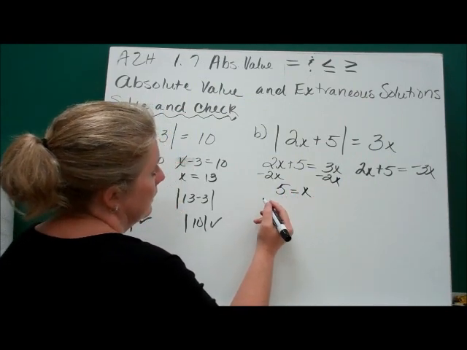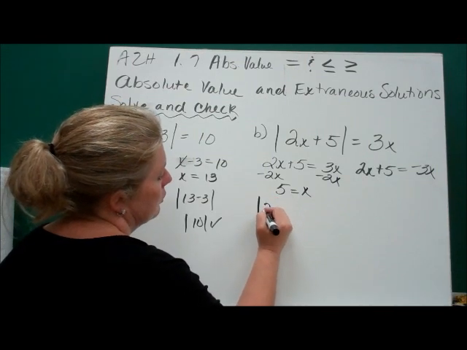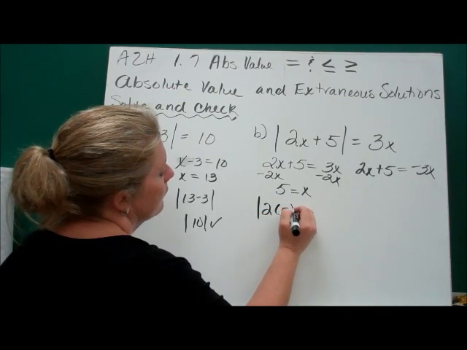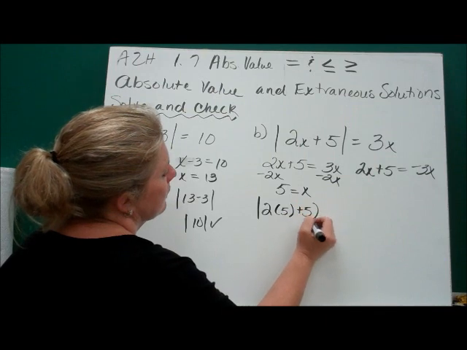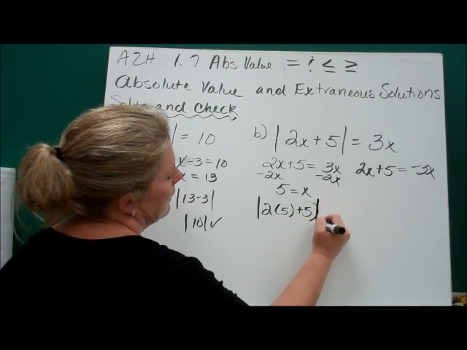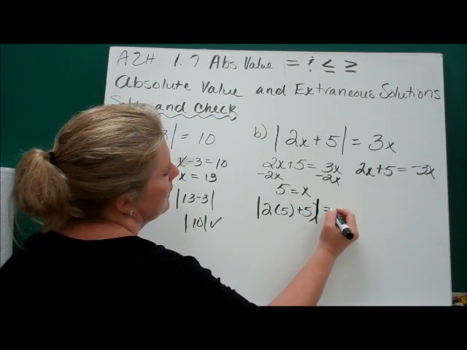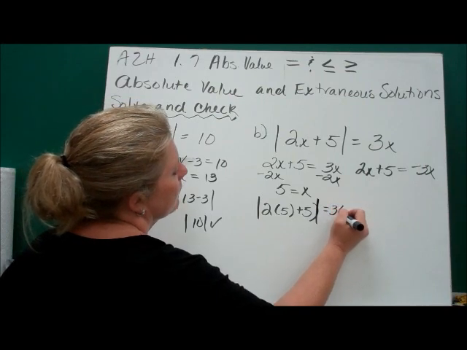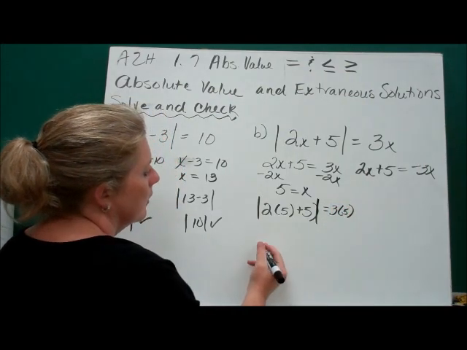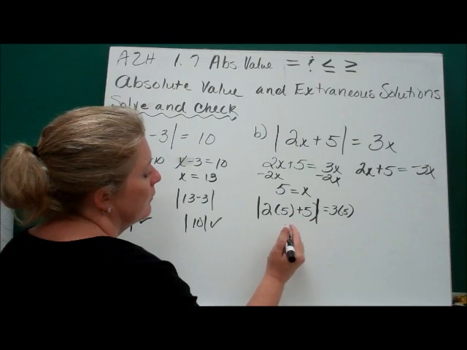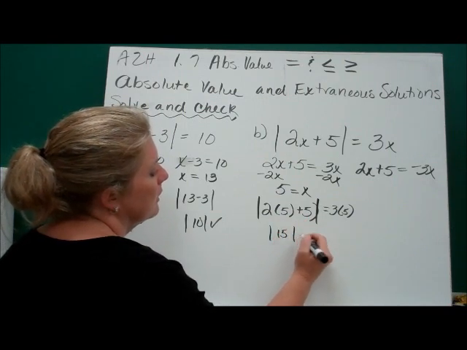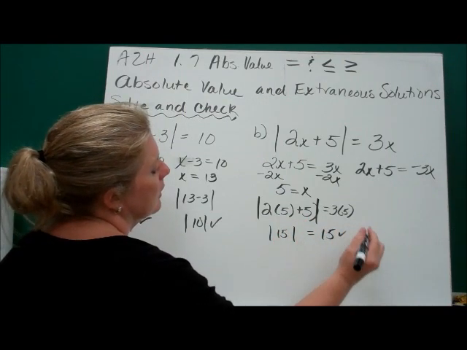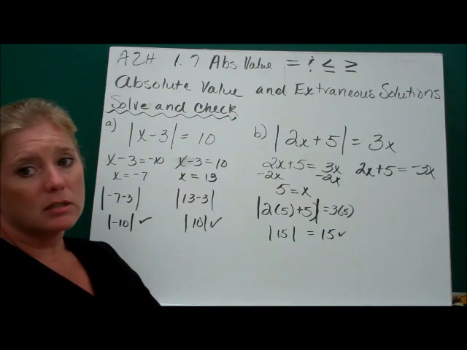Check that one. We're going to get 2 times 5 plus 5. The absolute value of that, does it equal 3 times 5? Okay, well this is 10 plus 5, which is the absolute value of 15. Does that equal 15? It sure does. Okay, that's a good solution.